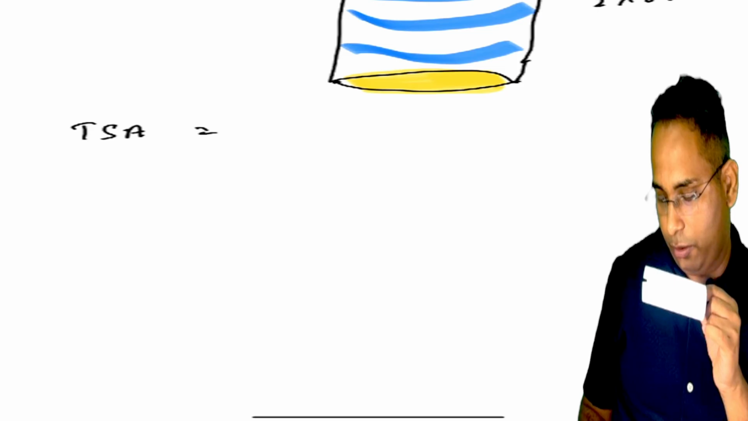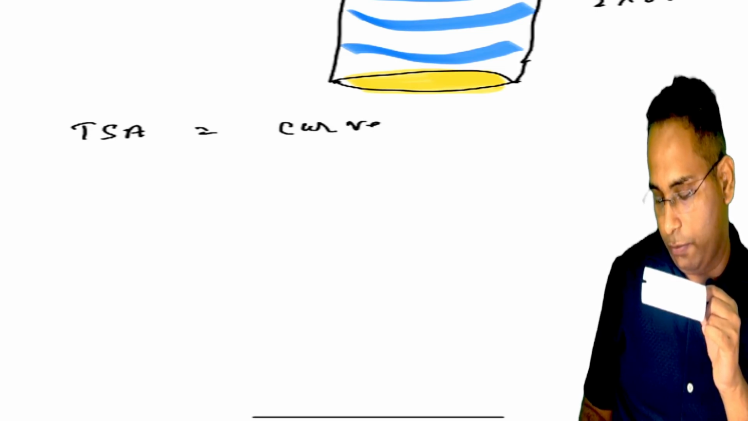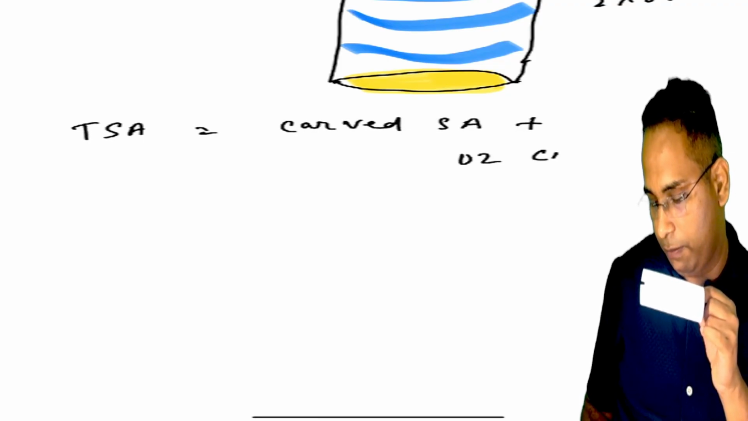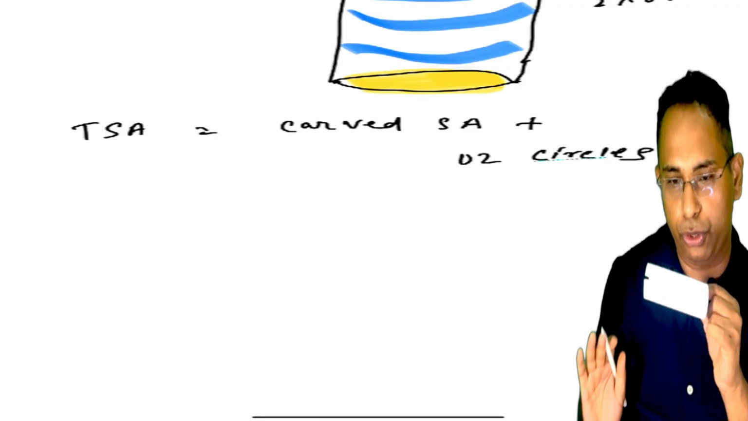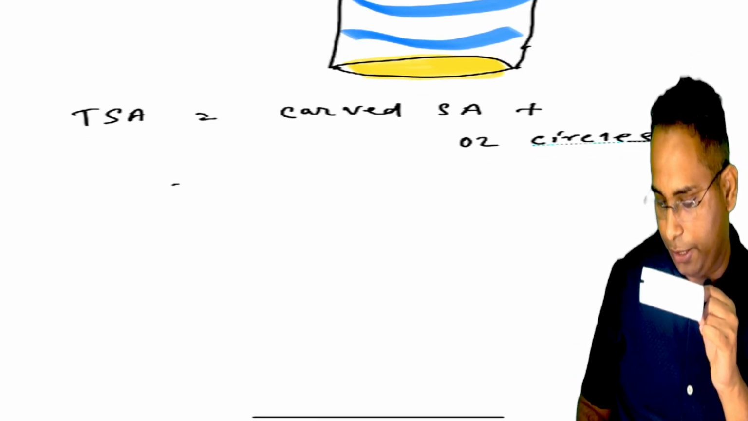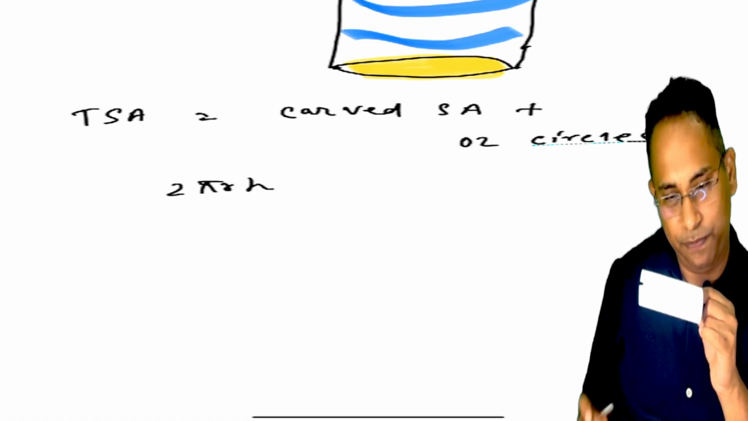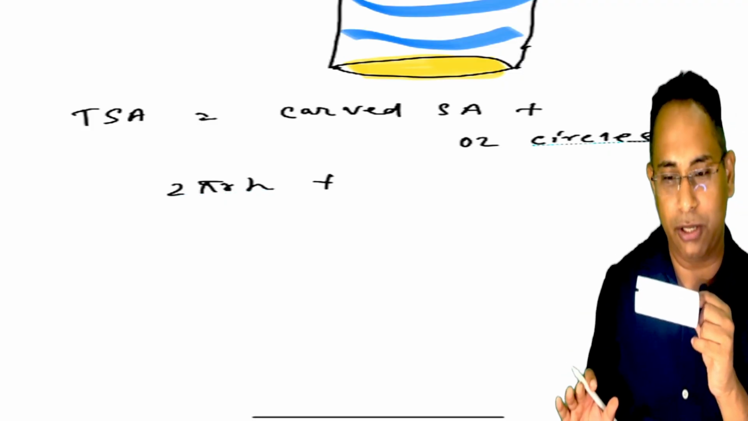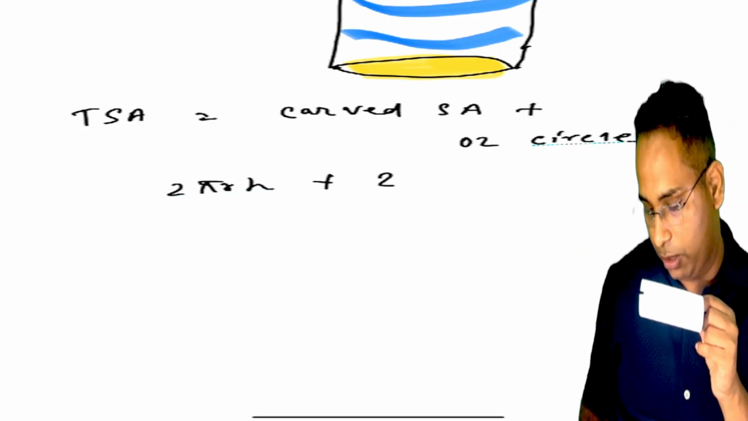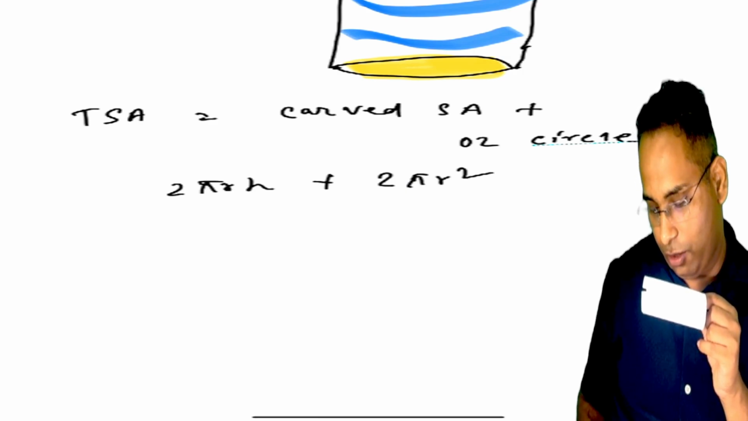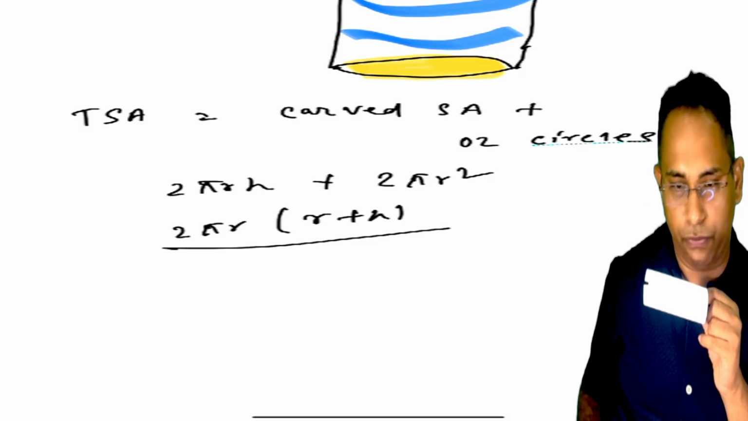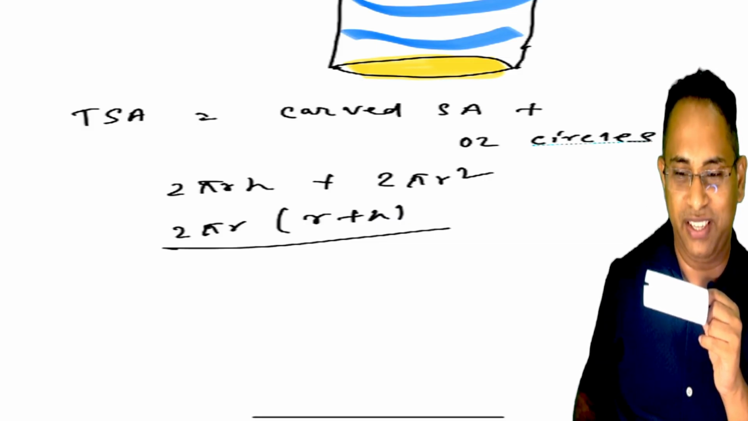When we add this, what will the formula become for total surface area? First, you can write curved surface area plus two circles. No issue. What was the curved surface area? That was 2 pi r h. Plus two circles. One circle is pi r square, so definitely two circles will make 2 pi r square. Now we will take 2 pi r common and we will get r plus h in the small bracket. So this was the formula for the total surface area of a cylinder.